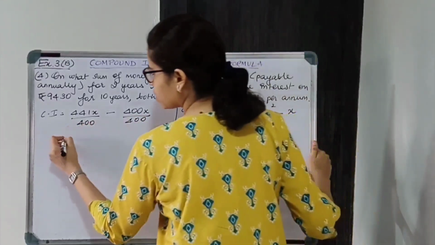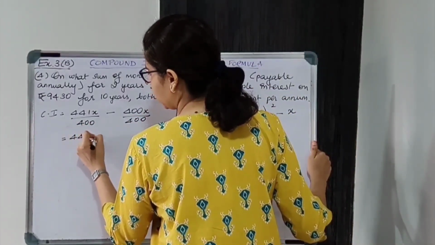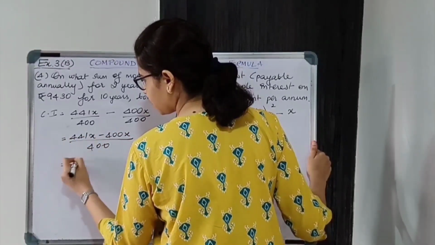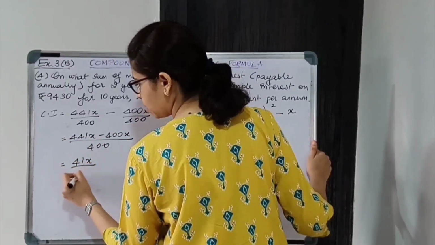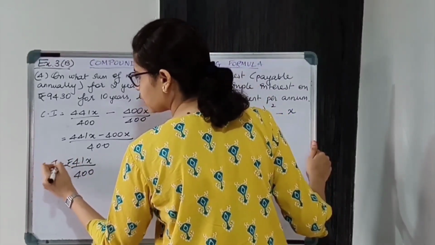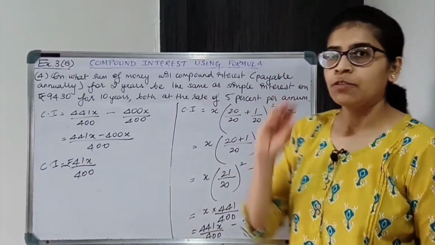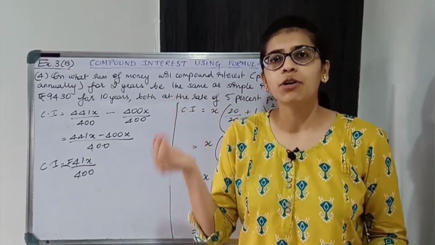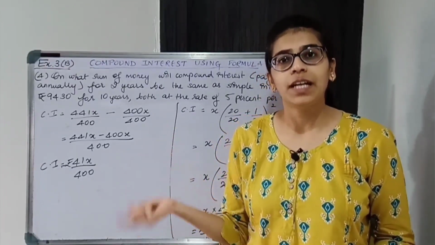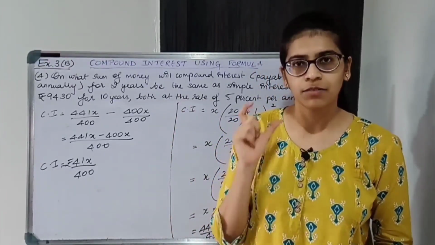Now the denominators are equal, so we can take common denominator. Okay, so here we get 41x upon 400. So this is the value of CI. Now this is simplified. We are told that the compound interest is equal to simple interest. Okay, so let us now use that information.